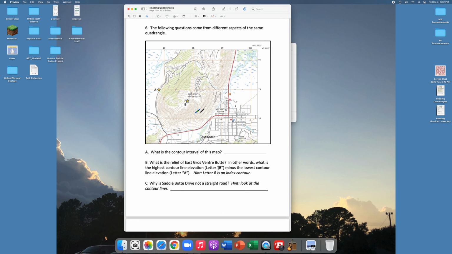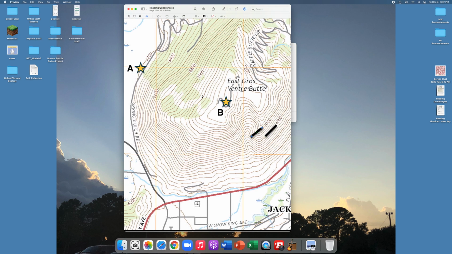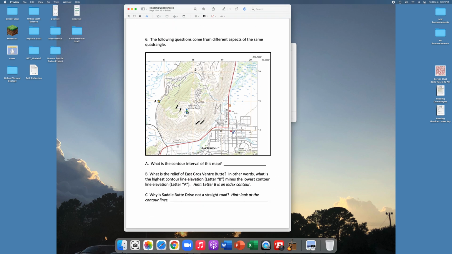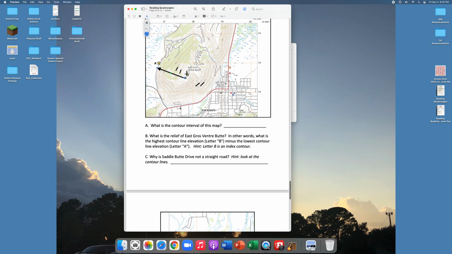Then it asks you, what is the relief from point A to point B? So you have to, again, blow it up and look at it. Point B is actually on an index contour. So 7,000, 7,200, 7,400 is B, and it looks like 6,200 is A. So 7,400 minus 6,200 is 1,200 feet. That's the relief between A and B, the difference in elevation between A and B.